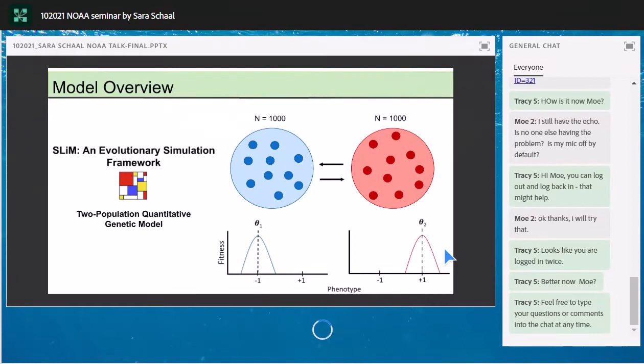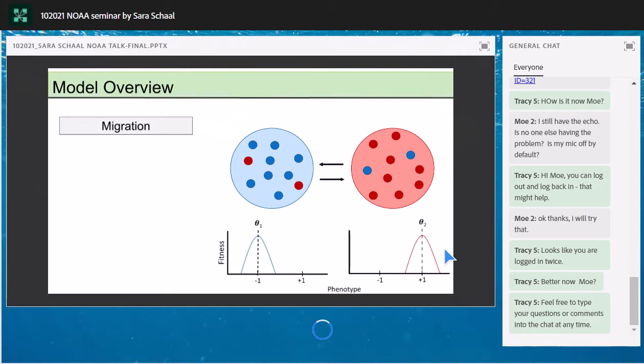Okay, so I'm simulating two different patches, where I have 1,000 diploid individuals within each patch, and each patch is evolving to a different trait optimum. I'm evolving a trait that has a phenotype of -1 in one patch and +1 in the other patch. And fitness of an individual is based on how far they are from that optimum.